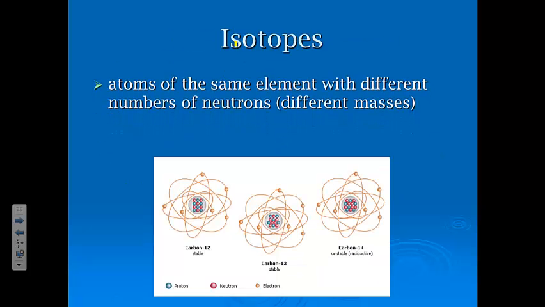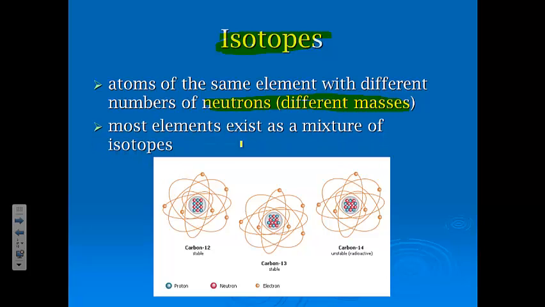We also have to talk about isotopes. Isotopes are atoms of the same element with different numbers of neutrons. Different numbers of neutrons, or in other words, different masses. So, most elements exist as a mixture of isotopes. So they're not all completely identical.